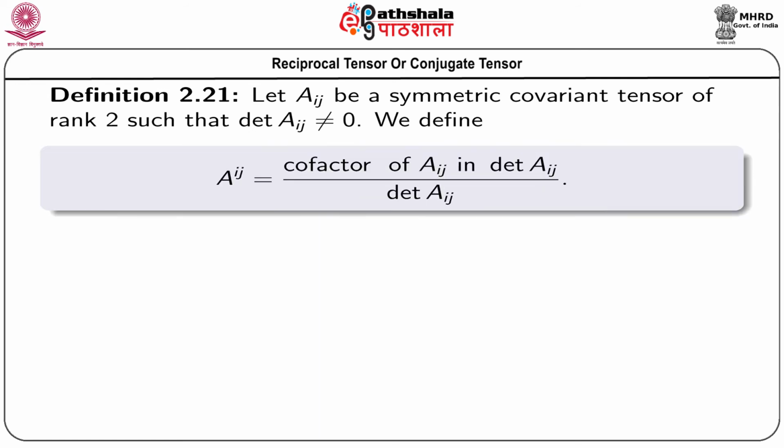So, we define the conjugate tensor of A lower ij as follows, that A upper ij equals the cofactor of A_ij in the determinant of A_ij divided by the determinant of A_ij, provided the determinant of A_ij is not equal to 0.